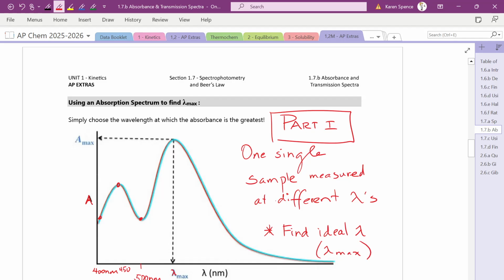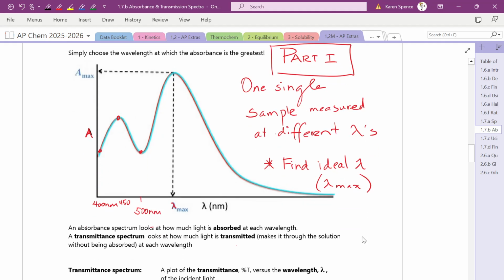So that's part 1. Before you do anything, unless you've done this before, you need to find your ideal wavelength. And then for the rest of the experiment, whatever part 2 is, you can have different part 2s. Sometimes you'll be finding a concentration of an unknown. Sometimes you'll be measuring a reaction rate. Part 2 is going to use only the lambda max, only the ideal wavelength, okay? And we'll talk about those part 2s in just a bit.